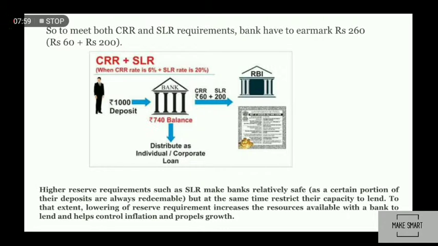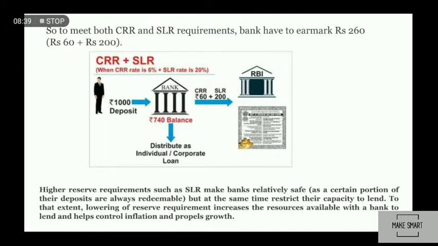When the CRR rate is 6% and SLR is 20%, then if any person deposits 1000 rupees, the bank has 740 balance. How? CRR 60 plus SLR 200 means 260 is cut, and the rest of the amount, 740, the bank keeps and distributes as individual or corporate loans. After that, the amount left in the bank is invested in another source.